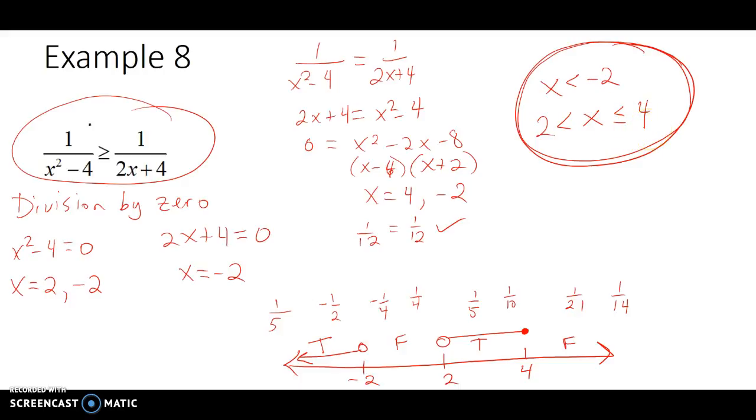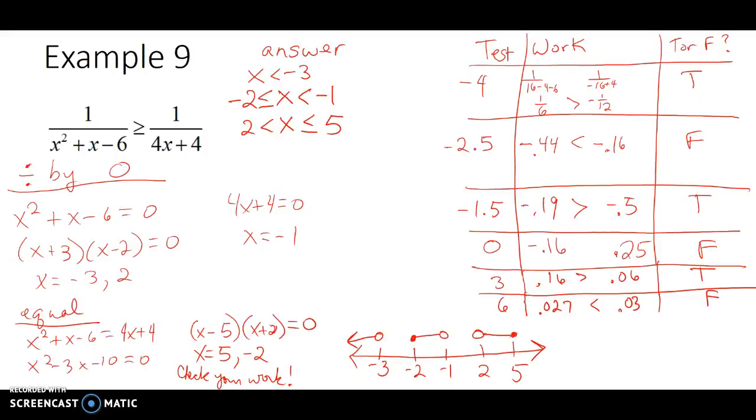Alright, you guys need to do example 9 on your own. Pause the video while you're checking and doing number 9, then come back and check. Okay, so hopefully you finished example 9, you're coming back to check your work. So you'll see I first considered division by 0. I need to exclude negative 3 and 2, which is why on my number line I have open dots above those. I figured out where they were equal to each other, which was at 5 and negative 2, which is why I have a closed dot above those values.